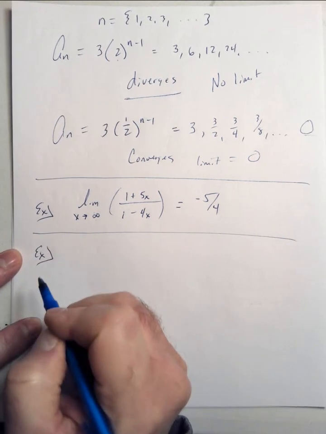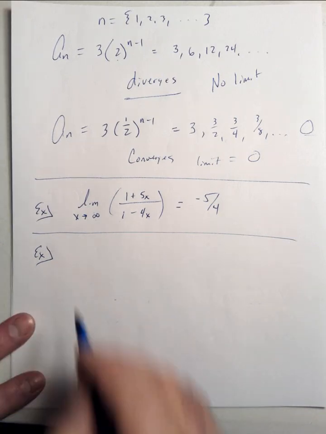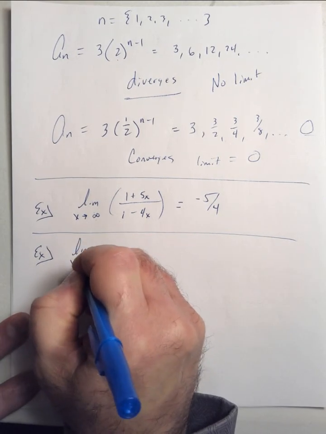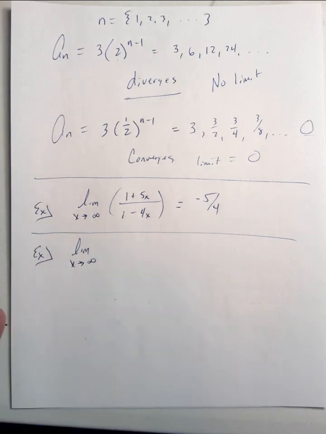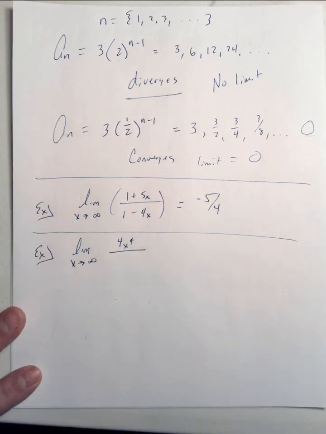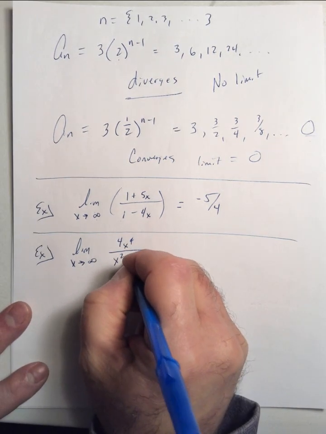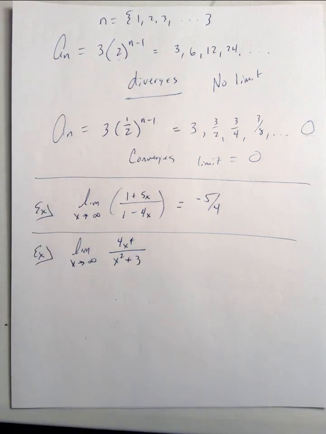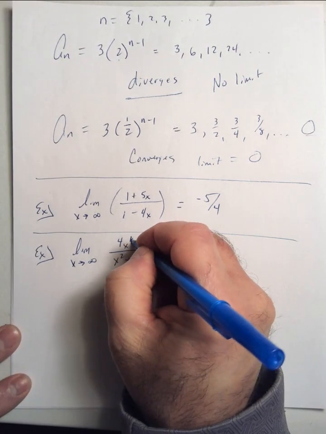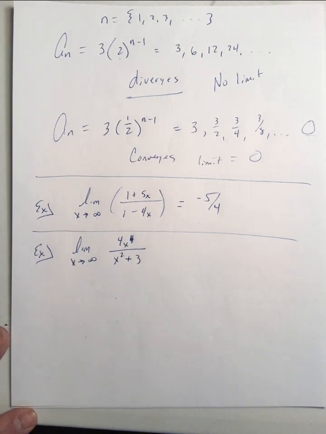Next example. Let's take a look at the limit as x approaches infinity of 4x to the 4th over x squared plus 3. And that's a 4. So in this case, what do we know? The degree on top is bigger than the degree on the bottom.